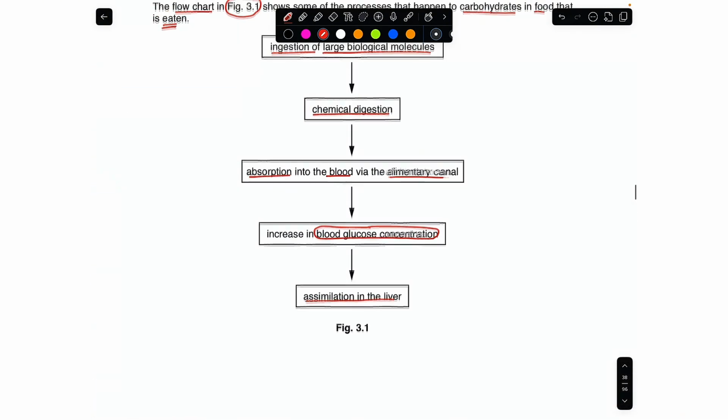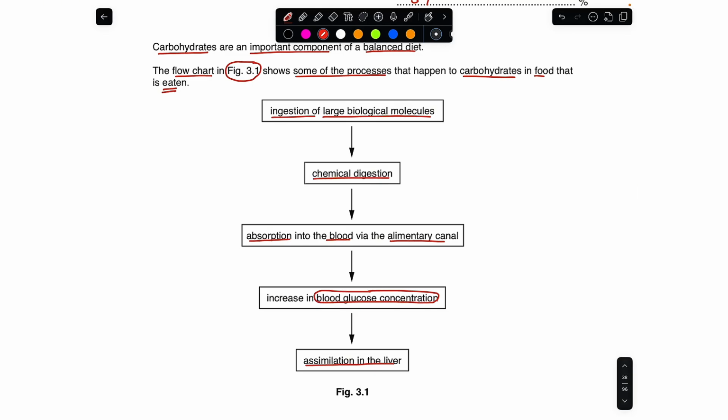Now, let us try to crack some of the points in the context of ingestion of the large biological molecules. So we know that the ingestion would be happening in the mouth. And when we talk about the mouth, what we actually know is that there would be mechanical and chemical digestion of the carbohydrate.